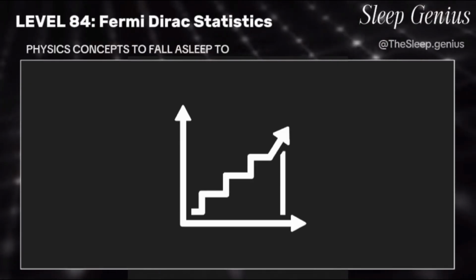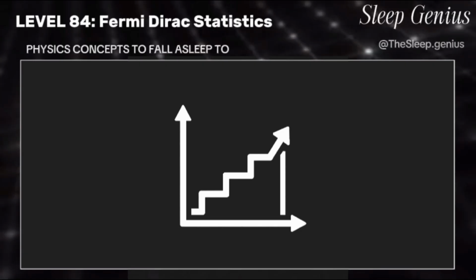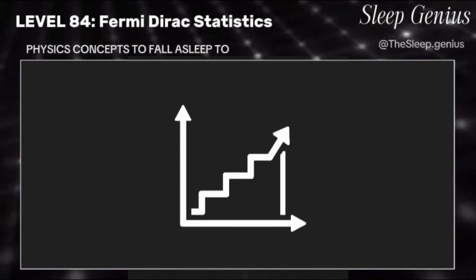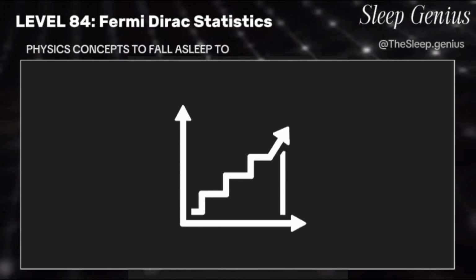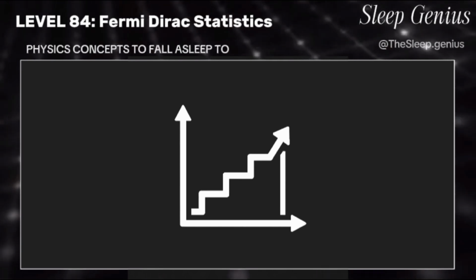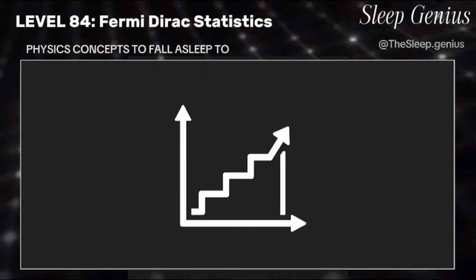Fermi-Dirac statistics explains how particles called fermions, like electrons, behave in a system. Fermions follow a strict rule that no two can occupy the same state at the same time. This concept is mainly applied in quantum mechanics and solid-state physics. Unlike classical particles that can crowd together freely, fermions spread out according to this special rule.